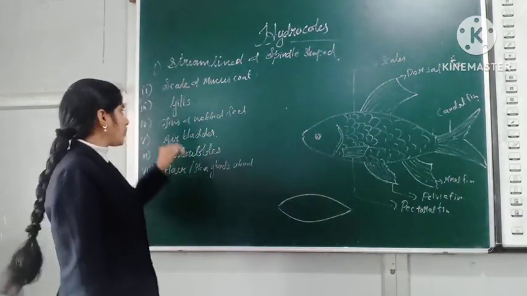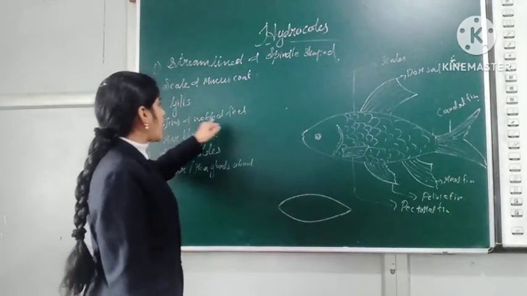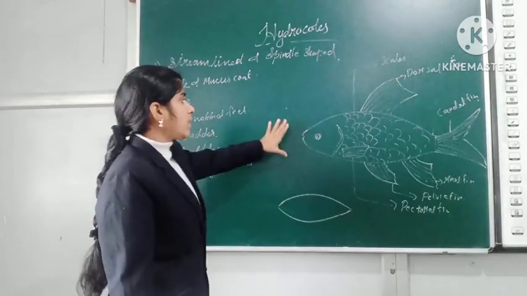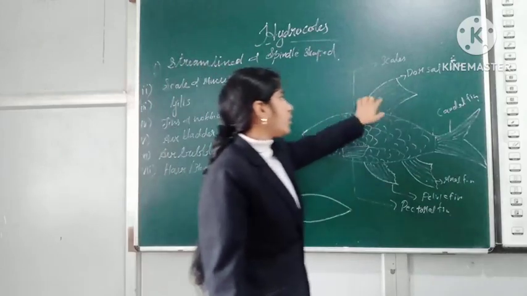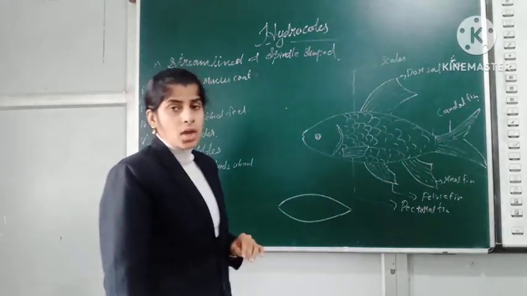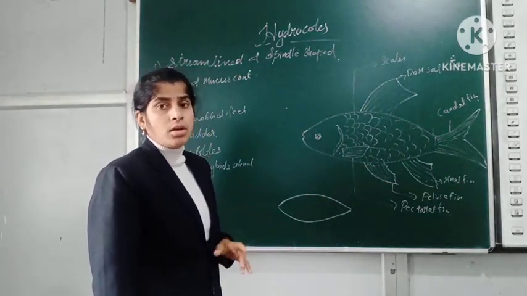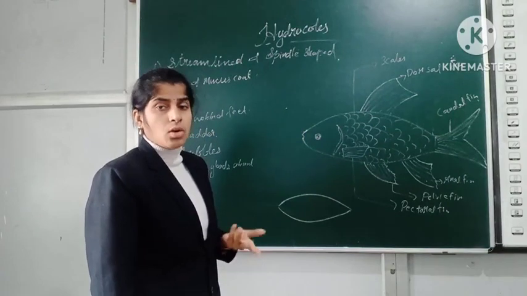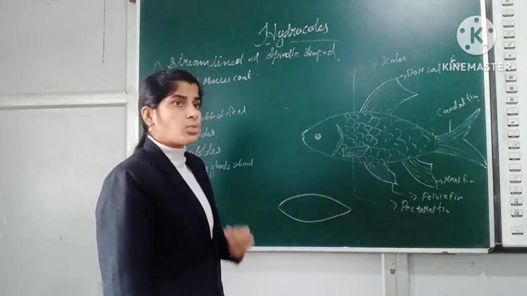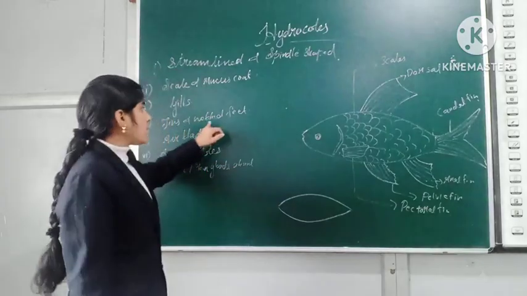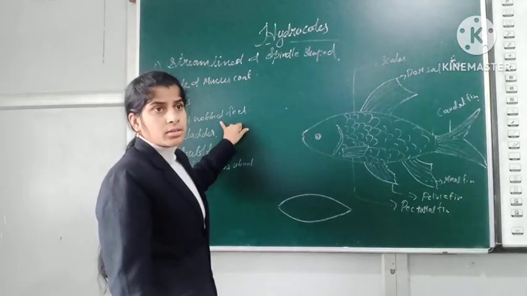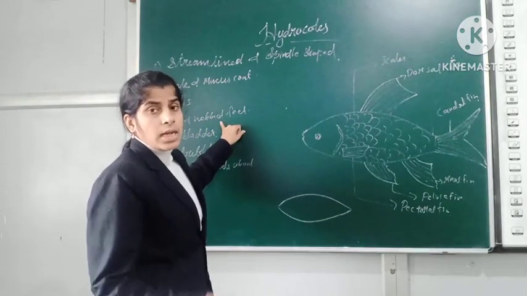And the fourth adaptation: fins. In case of fishes, they have fins for locomotion and swimming. And some other animals like frog and duck have webbed feet.